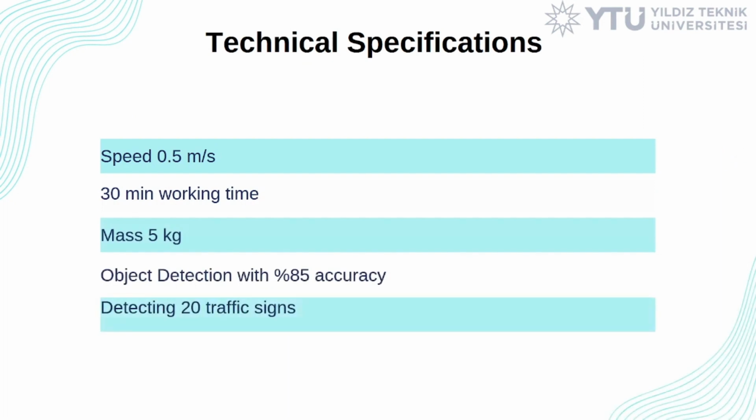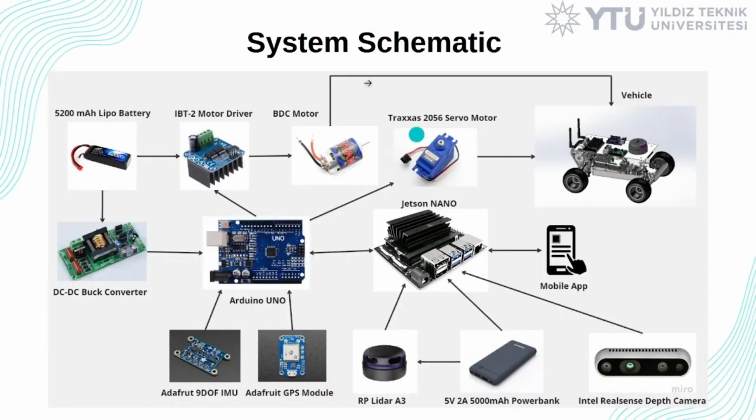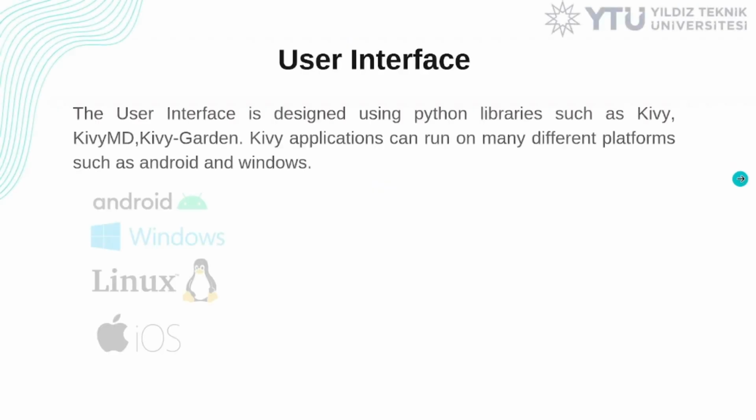You can see the technical specifications. For example, detecting 20 traffic signs is a specification. You can see our block diagram and also system schematic.